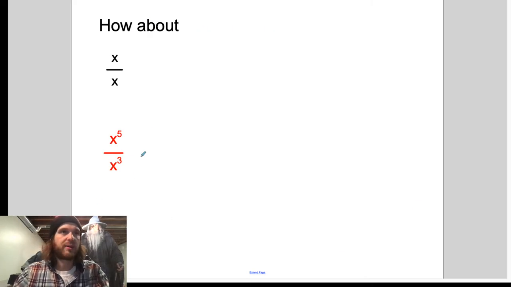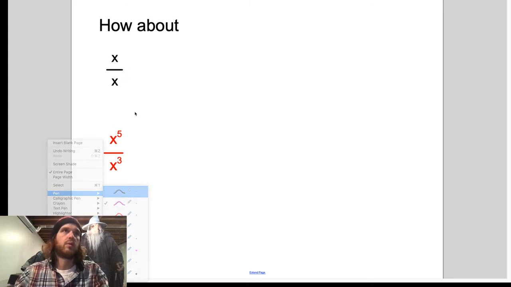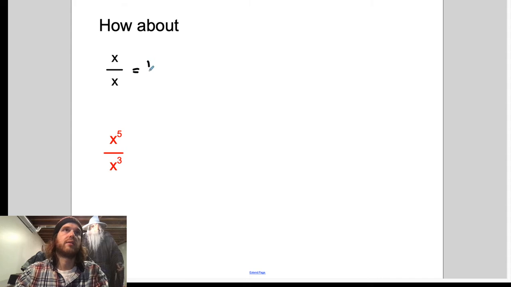So we kind of talked about this already. Any number divided by itself is equal to 1, okay, as long as x is not equal to 0. x cannot be 0 here. But every other number, when you divide it by itself, it's equal to 1.